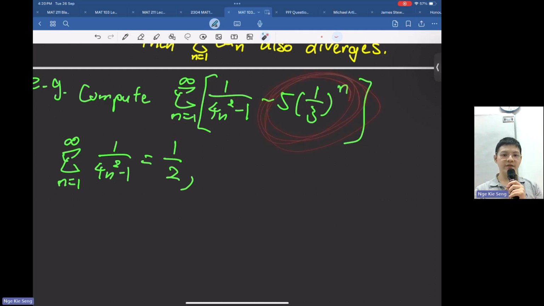Does this series converge or not? What kind of series is this, Ivan? What kind of series is this? The second is a geometric series. Okay, with ratio what? What's the ratio?